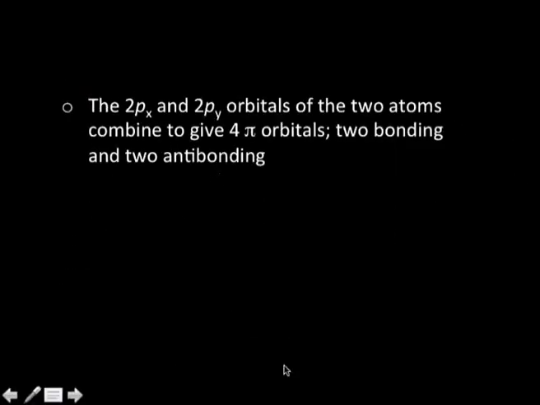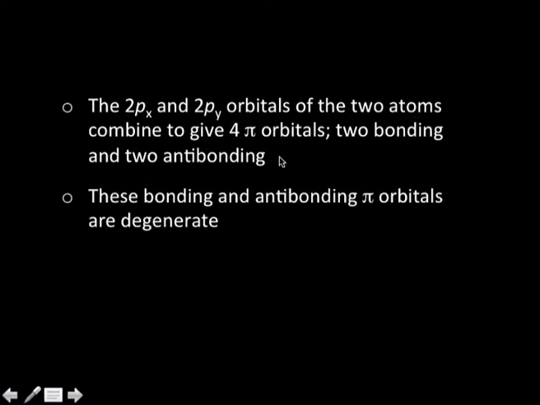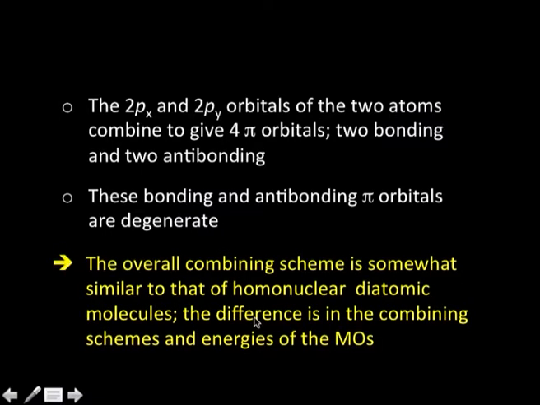The next thing is again a very obvious one, that is 2px and 2py of the two atoms will combine to give us 4 pi orbitals, 2 bonding, 2 anti-bonding, and they will be degenerate of course. And then what you find from this analysis is that the overall combining scheme is somewhat similar to homonuclear diatomic molecules, but not as similar as we had in case of NO.